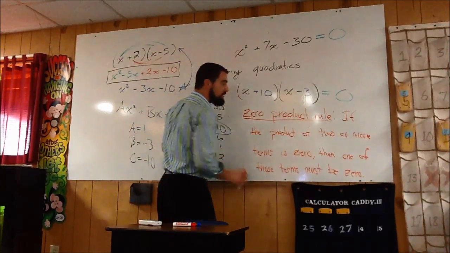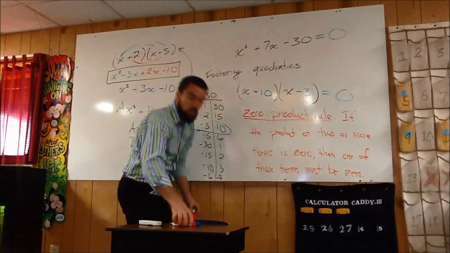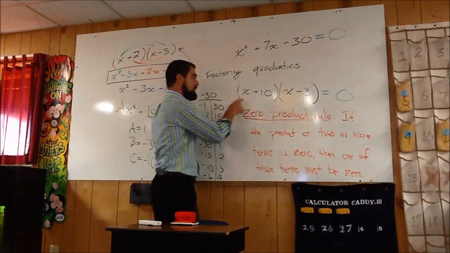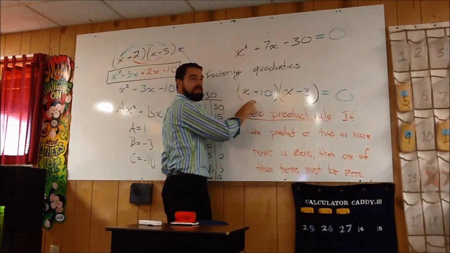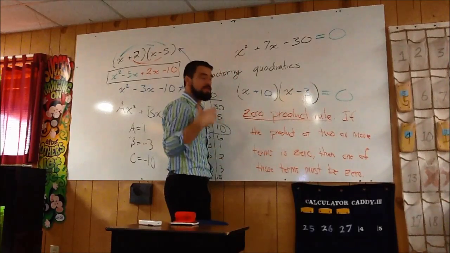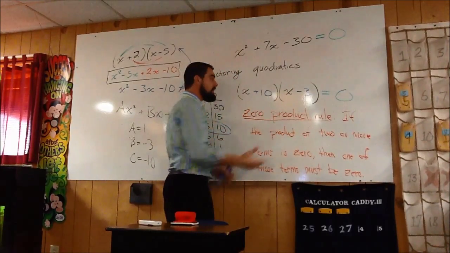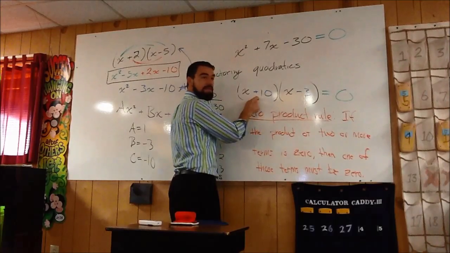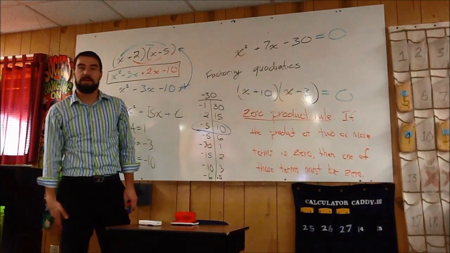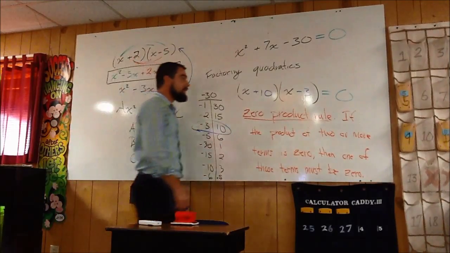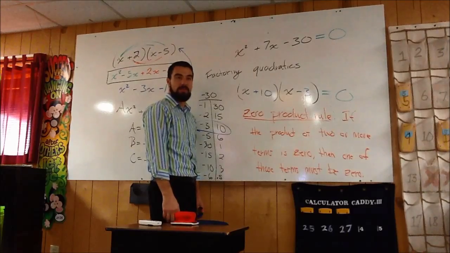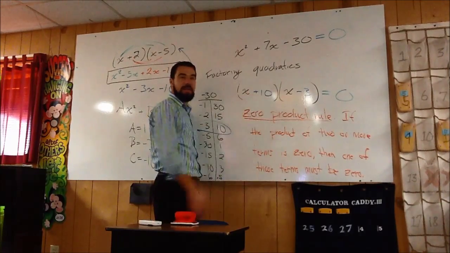So the reason that's important right now is because we have the product of two values. This is our first value, x plus 10. This is our second value, x minus 3. And apparently, when we take the product of these two, it equals 0. That's what the problem says in your book. So one of these quantities has to be 0. That's the only way it can work.